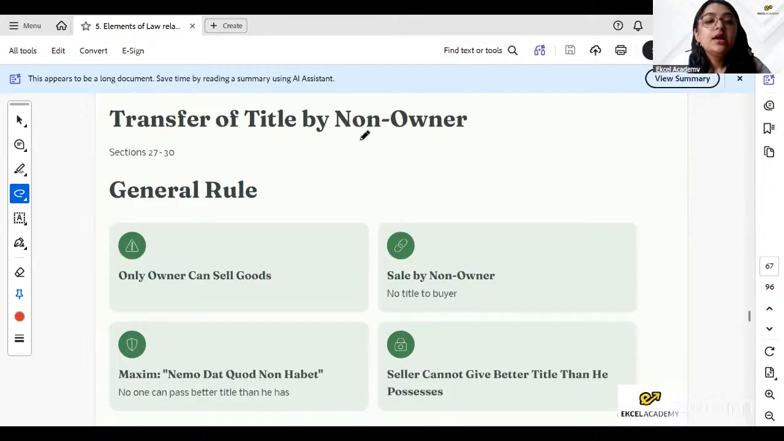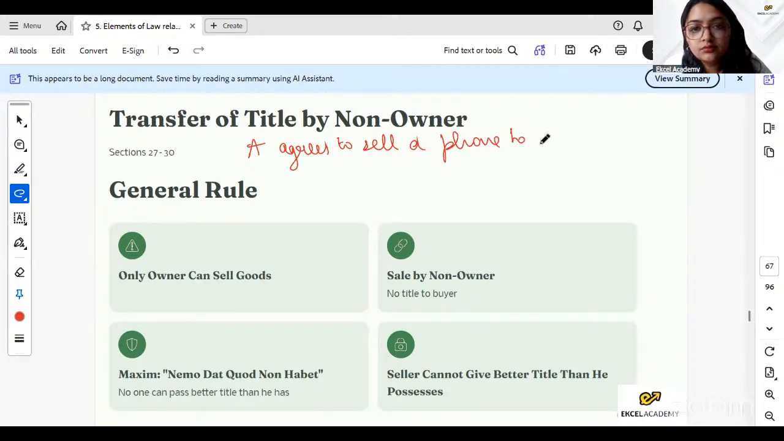Now, let's say, for example, A agrees to sell a phone to B. What happens in this case? When can A sell a phone to B? Only when A is the owner. Only if A is the owner can he sell the phone to B, correct? And when B is purchasing the phone from A, B will automatically assume that A is the owner.